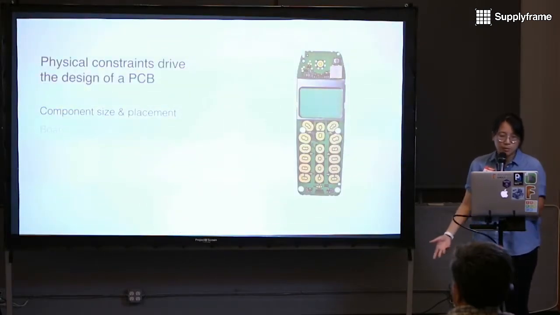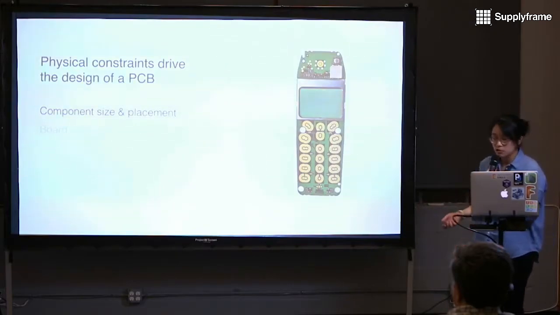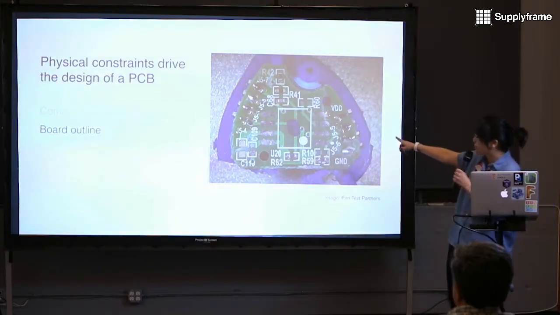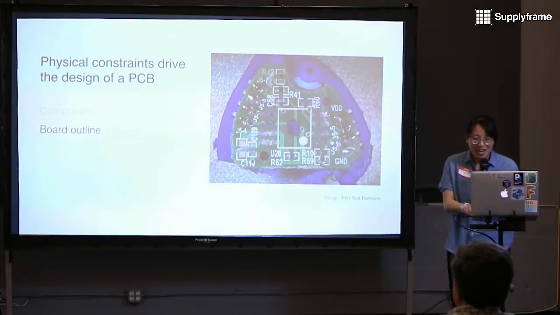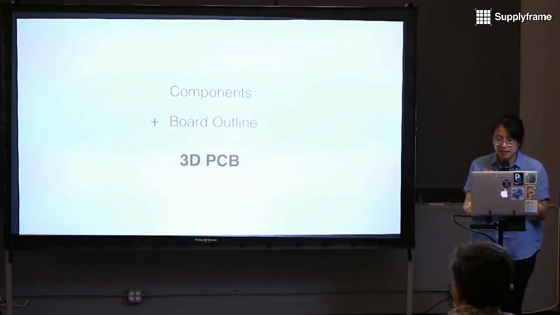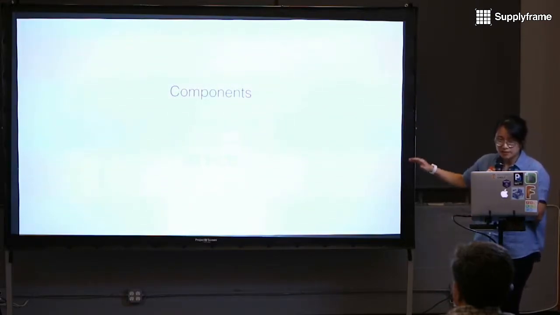And the way I think about it is that enclosures really affect what size component you use and where you place them on your board. And also, the general shape of your enclosure affects your board outline. This is, I think, a PCB that goes in a Furby's ear. So physical components and the board outline are what we really need to generate a 3D PCB for Fusion. So I'm going to talk about each of these in turn.